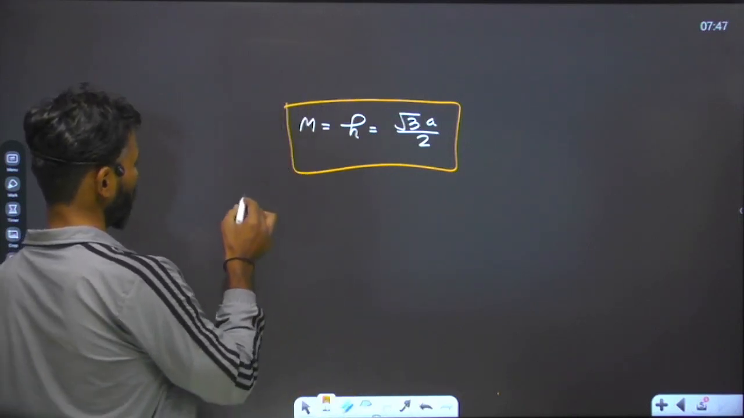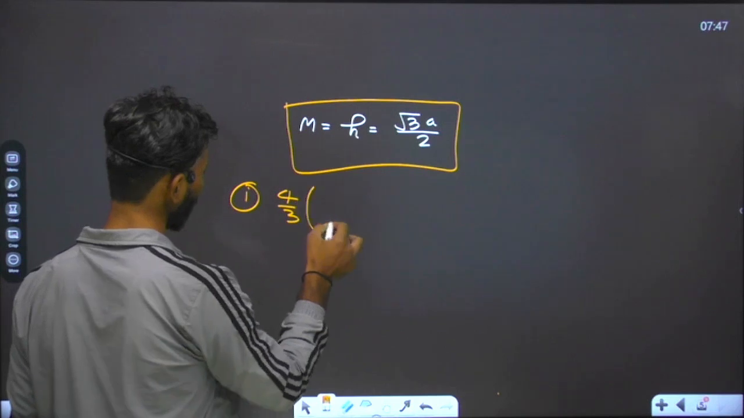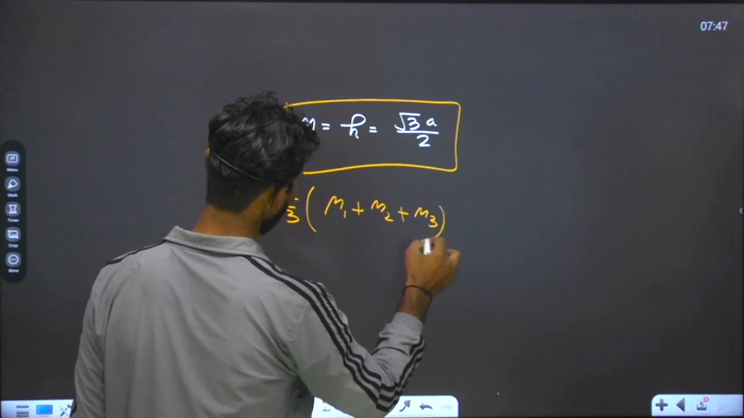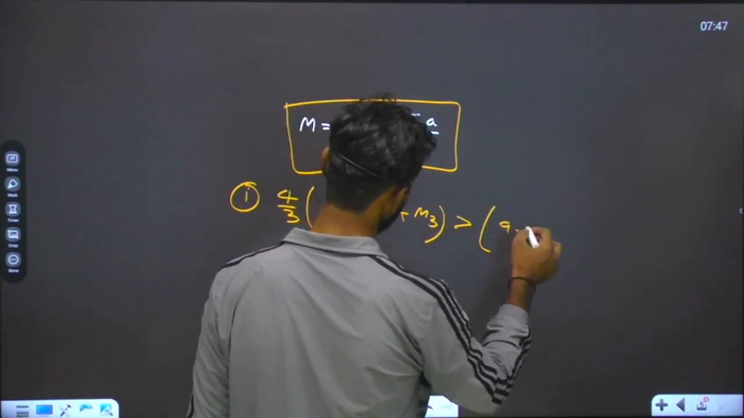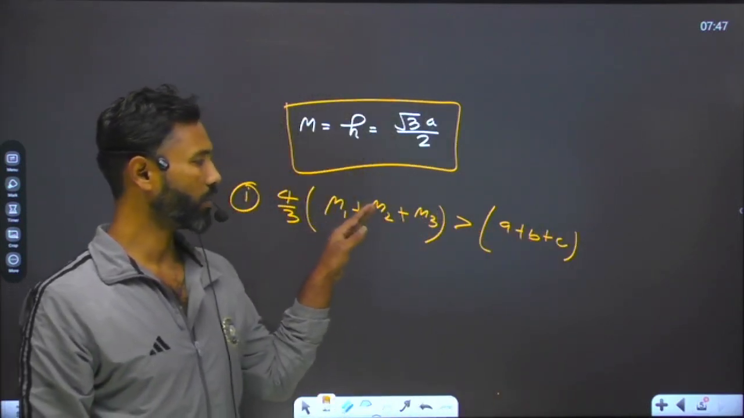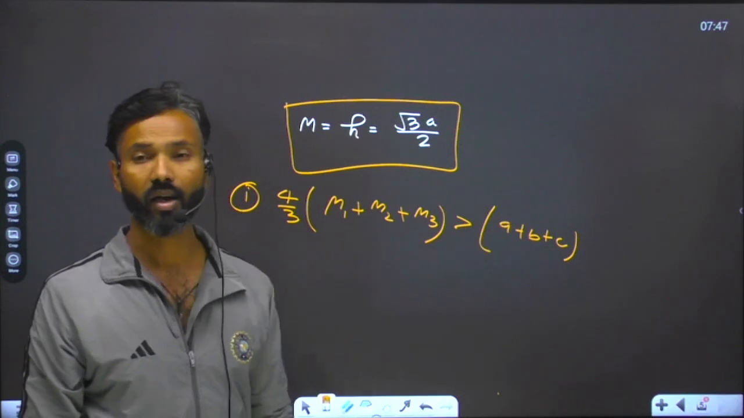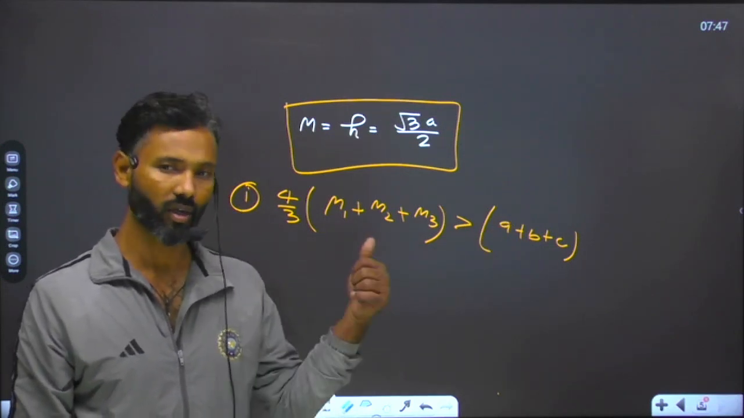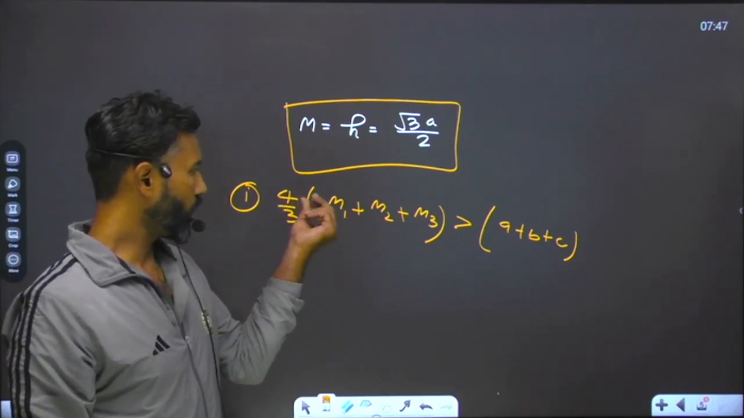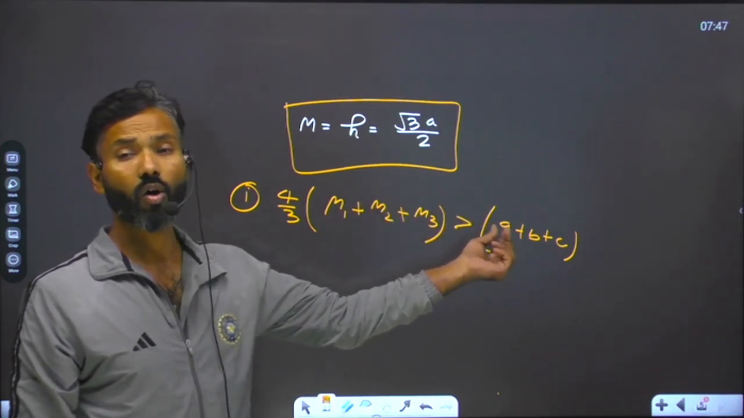Listen to me carefully. We have discussed that 4 by 3 times the sum of the medians will be greater than the sum of the sides of the triangle. We have discussed this concept over here. M1, M2 and M3 are the medians of the triangle, and a, b, c are the lengths of the sides of the triangle. So if we take 4 by 3 of the sum of the medians, it will always be greater than the sum of the sides of the triangle.